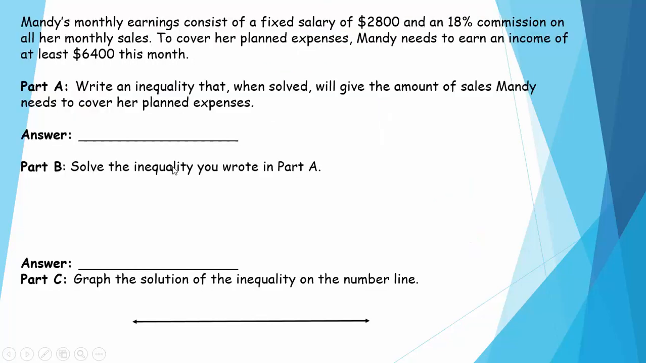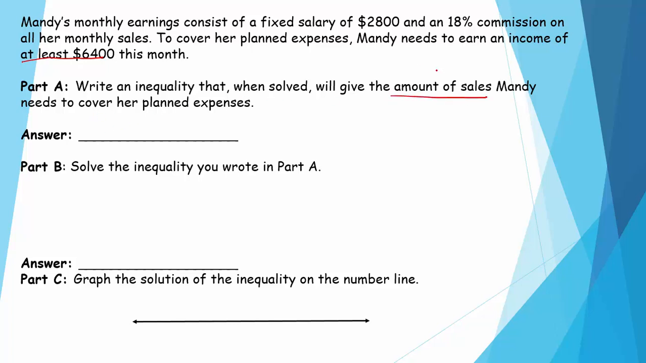Now let's look at another problem. This problem involves commission, and I'm actually going to relate this back to the inequality unit that we just finished. It says Mandy's monthly earnings consist of a fixed salary of $2,800. She always makes $2,800, and an 18% commission on all of her monthly sales. To cover her planned expenses, Mandy needs to earn an income of at least $6,400 this month. Write an inequality that, when solved, will give the amount of sales Mandy needs to cover her planned expenses.